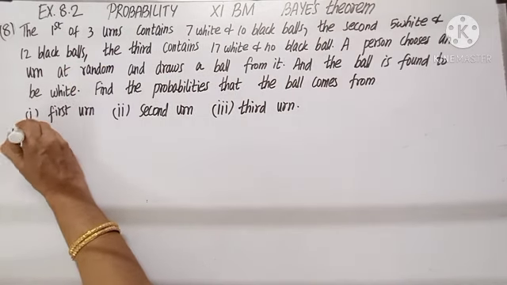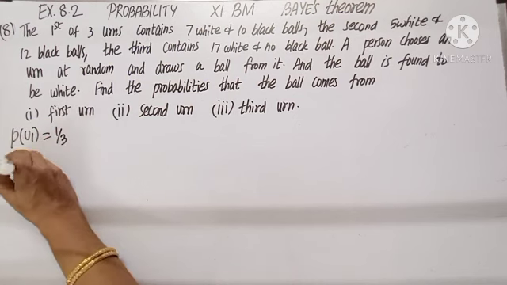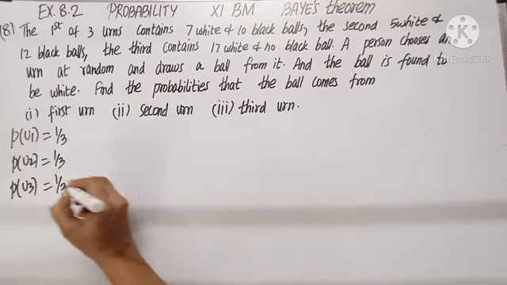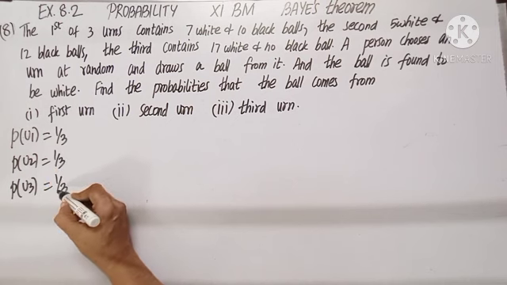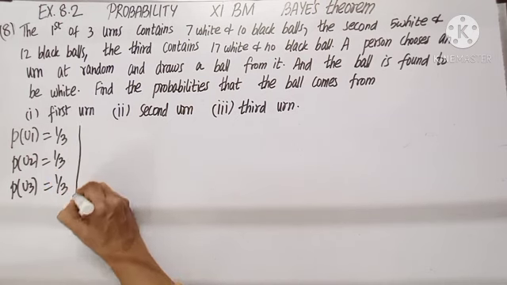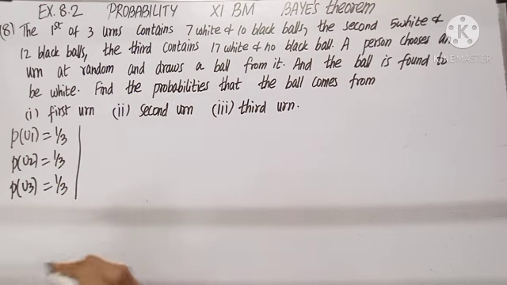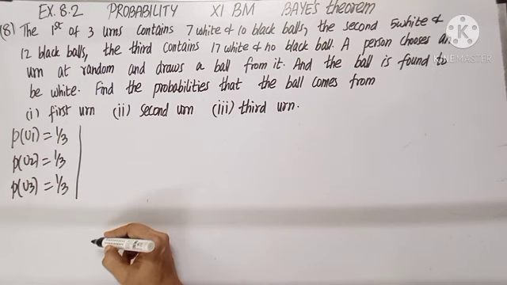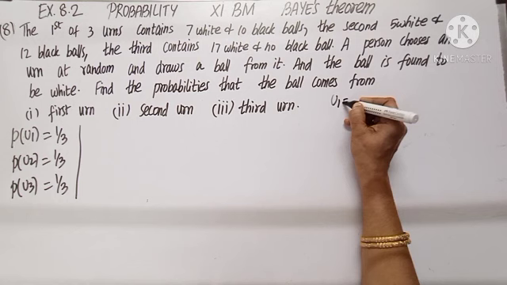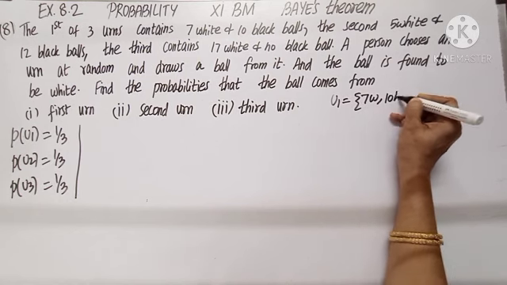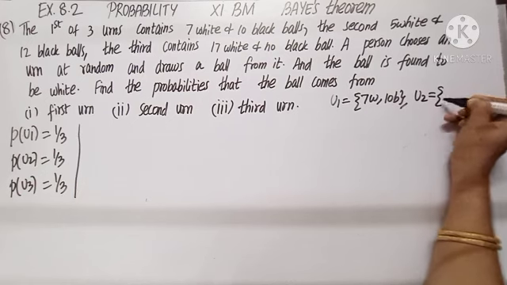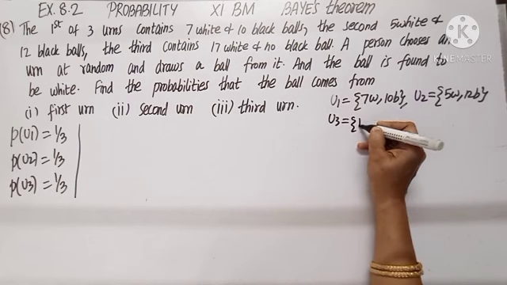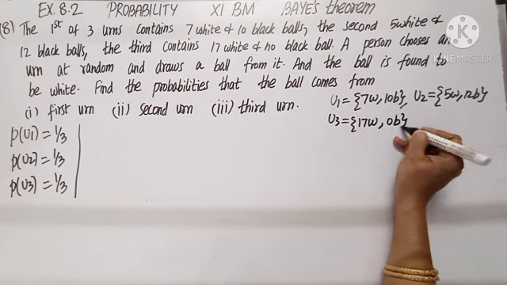3. Let me take probability of U1, probability of U2 and probability of U3. Since there are 3 urns, each will have equal probability, say 1 by 3. If there are 4, we will write 1 by 4 each. The previous problem there were 2, so we wrote 1 by 2 each. Now, urn 1 contains 7 white, 10 black. Urn 2 contains 5 white and 12 black. Urn 3 contains 17 white and 0 black.